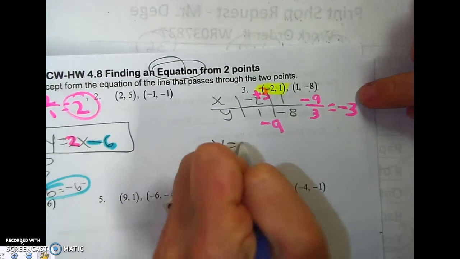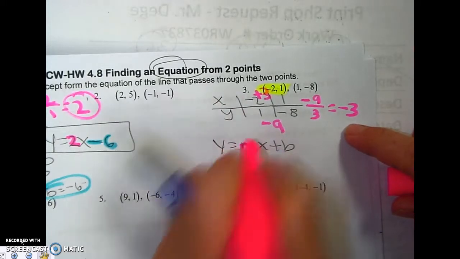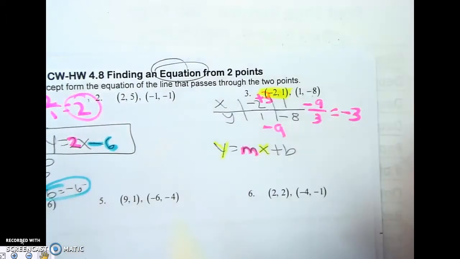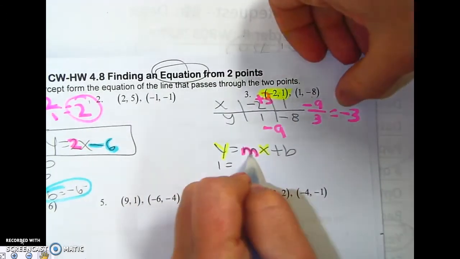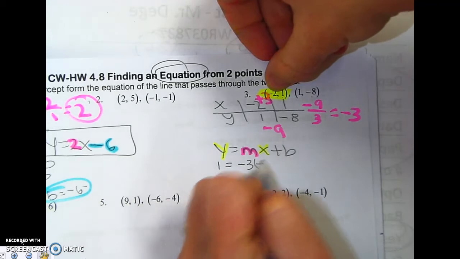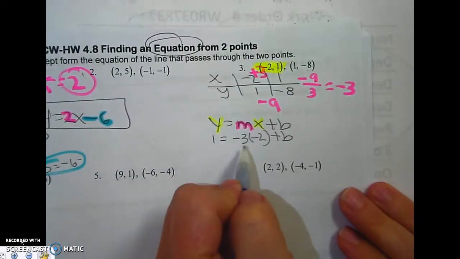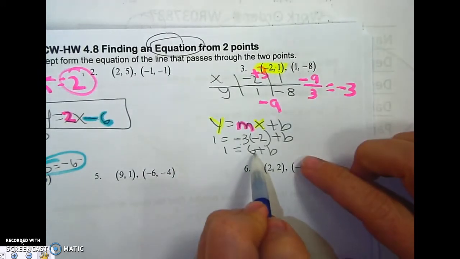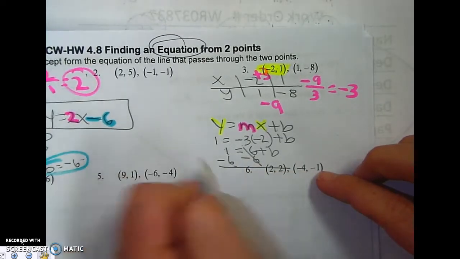So I'm going to write y equals mx plus b, where m is my slope, which I already have. And I'm going to use this point x and this point y to figure out what my blue, b, my y-intercept is. So my y is 1, my m is negative 3, my x is negative 2, plus b. Now that I plugged everything in, I'm going to simplify. A negative times a negative is a positive. I need to get the b by itself, so the 6 needs to go away. And 1 minus 6 is negative 5.